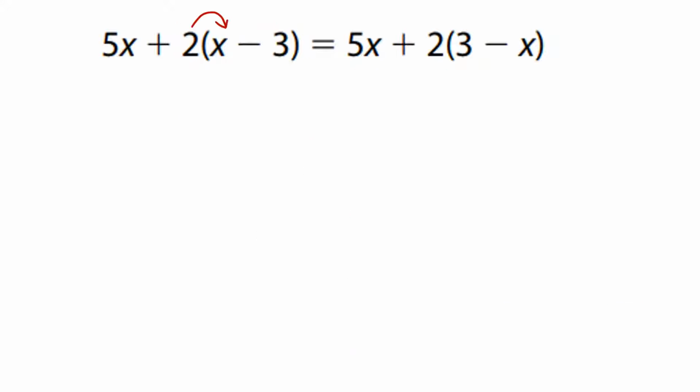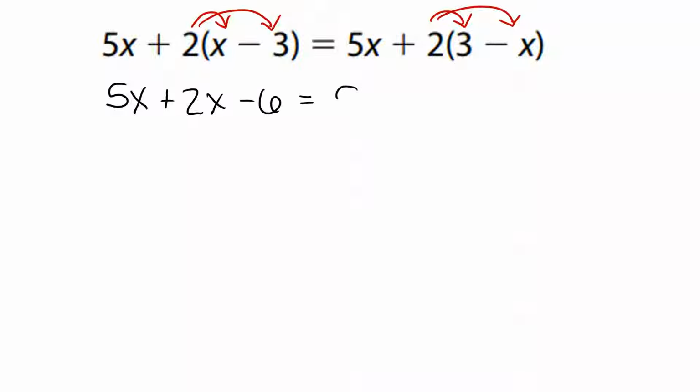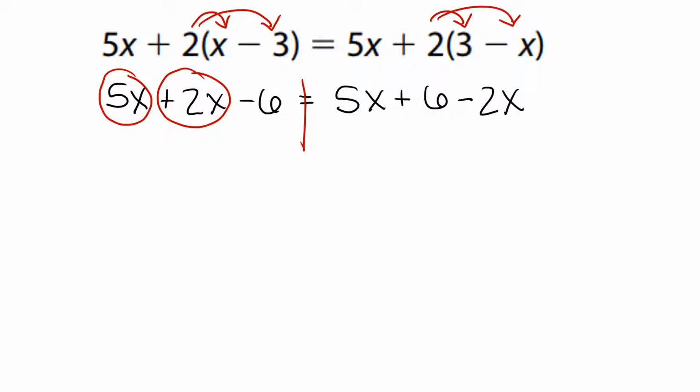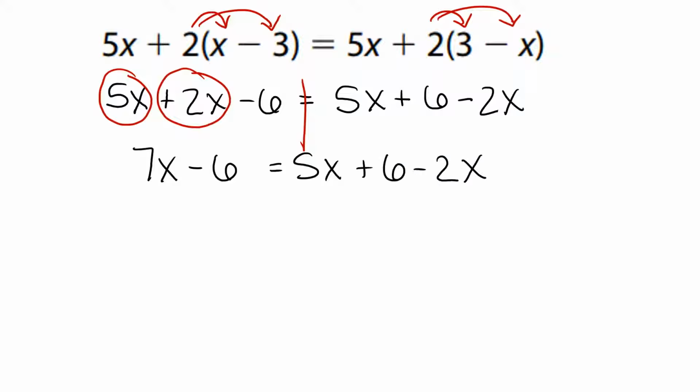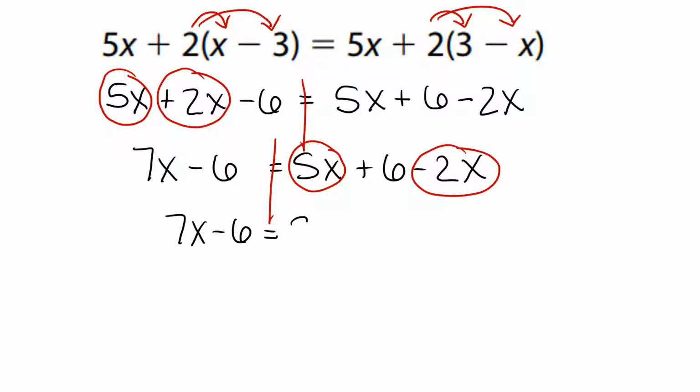For this problem, we start by distributing and multiplying the parentheses. We can go ahead and bring down the 5x. 2 and x is going to give us 2x. 2 and 3 is going to give us 6. On the opposite side, 2 and 3 give us 6. 2 and x give us 2x. We can go ahead and combine like terms. 5x plus 2x is going to give us 7x. On the opposite side, again, we can combine 5x minus 2x. 5x minus 2x is 3x.